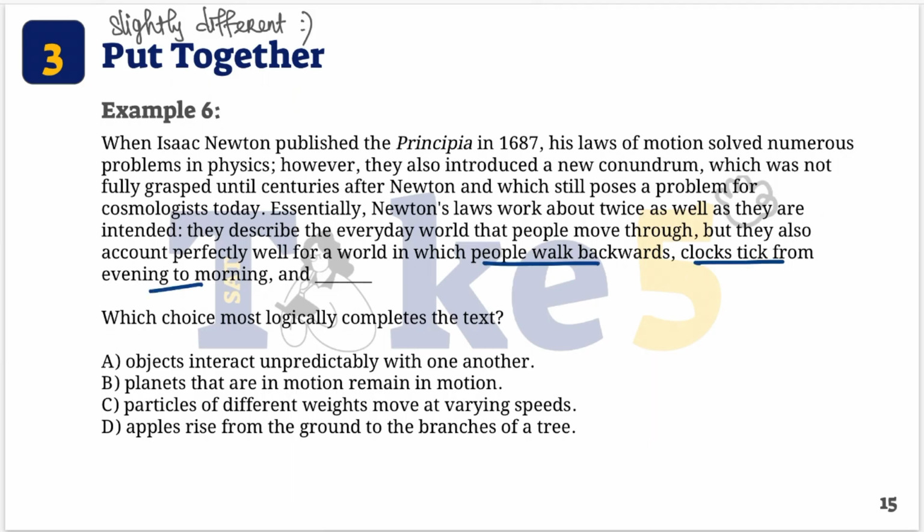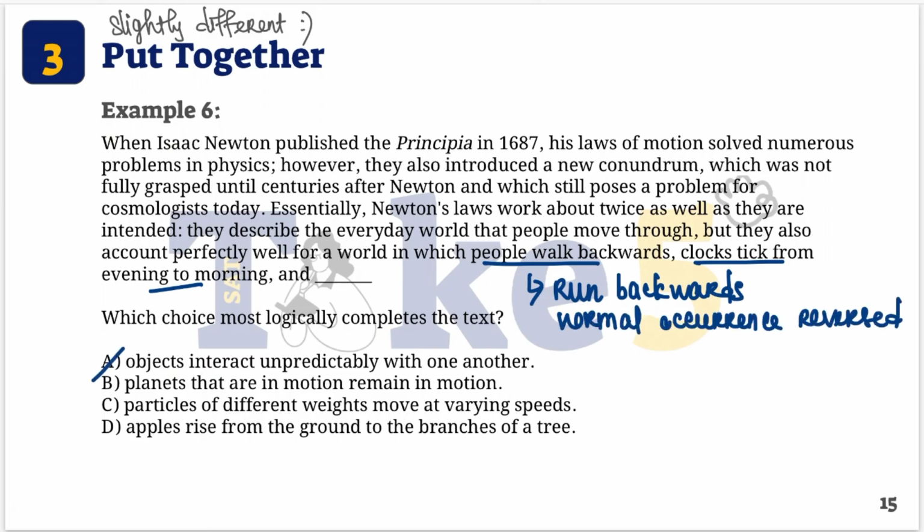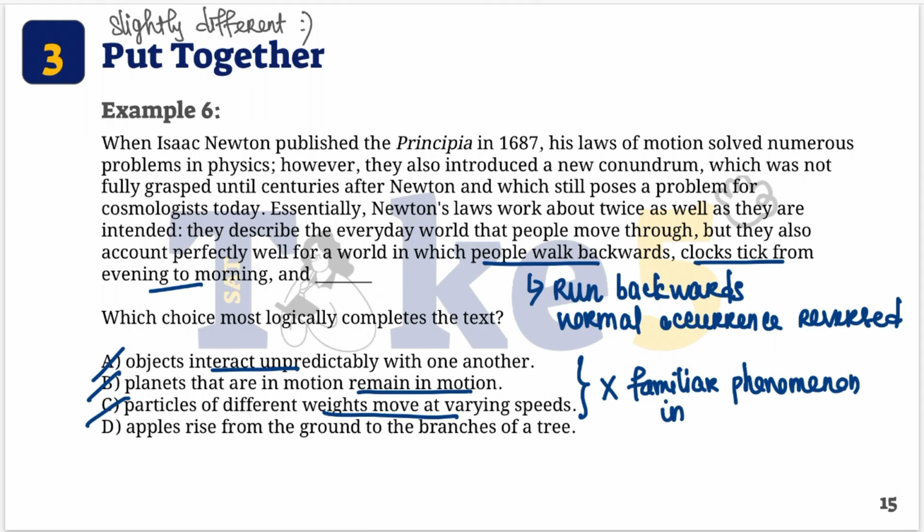The first two examples in the list describe situations in which things run backwards. So logically, the final item in the list must describe a normal occurrence that is reversed. A, B, and C all describe generic physics statements with no consistency to the list. Objects interacting unpredictably, planets remaining in motion, and particles of different weights moving at varying speeds are not examples of any familiar phenomenon running in reverse.